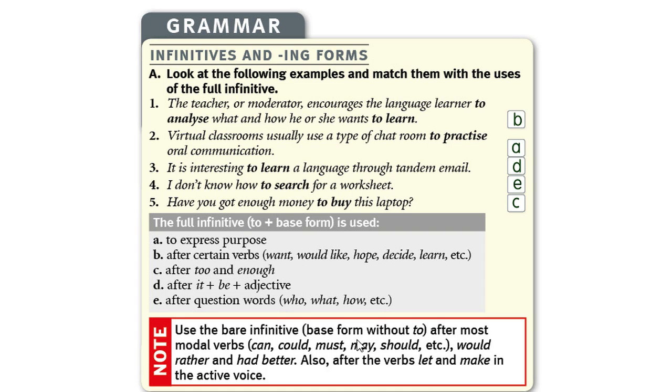Use the bare infinitive, the basic form without to, after most modal verbs: can, could, must, may, should. After most of these modals we use the infinitive without to. Would rather and had rather. Also after the verbs let and make in the active voice, we use the verb without to.